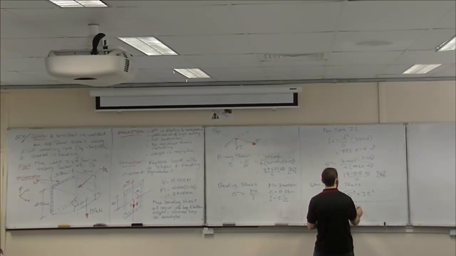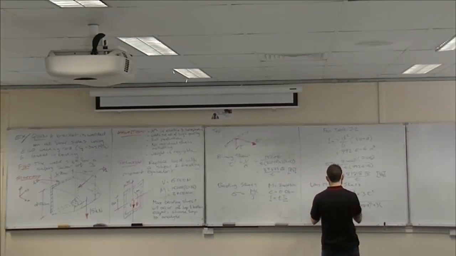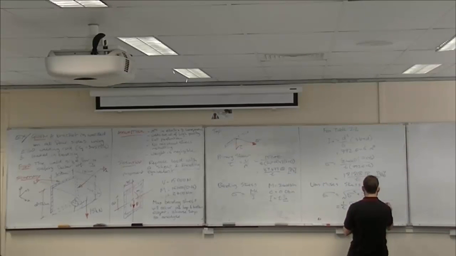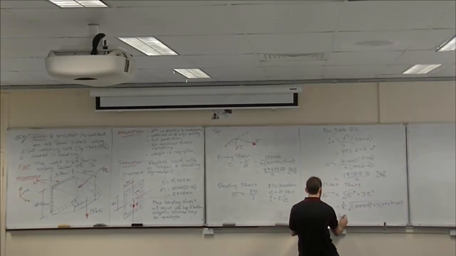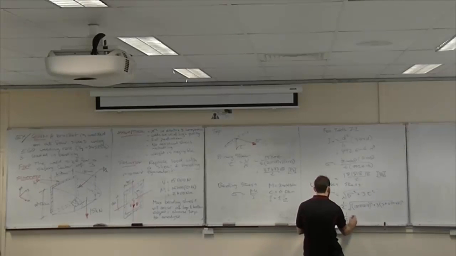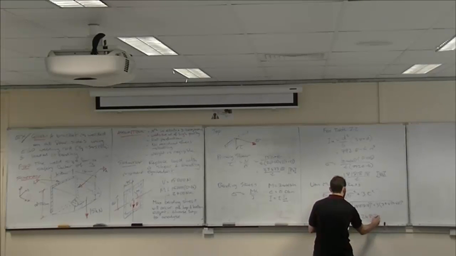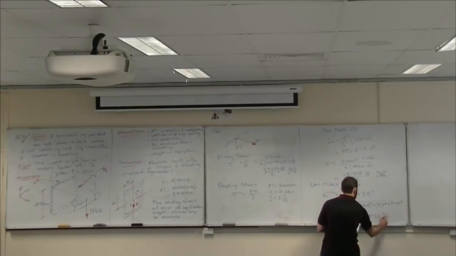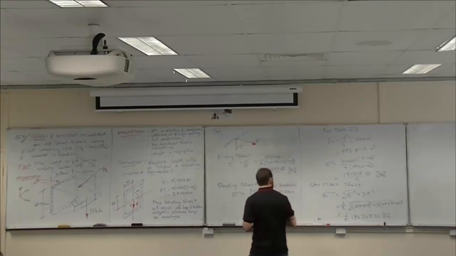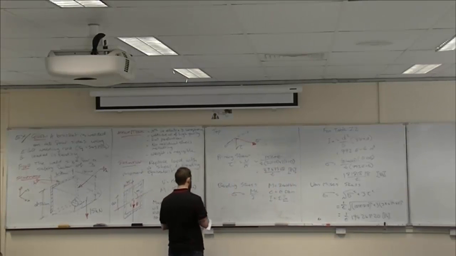And sigma is 18 squared plus 3 times our tau, which was 39, whatever it is. Squared. And I get 1 on t, 194,248.20 pascals. Which is not that much more than just a bending stress.